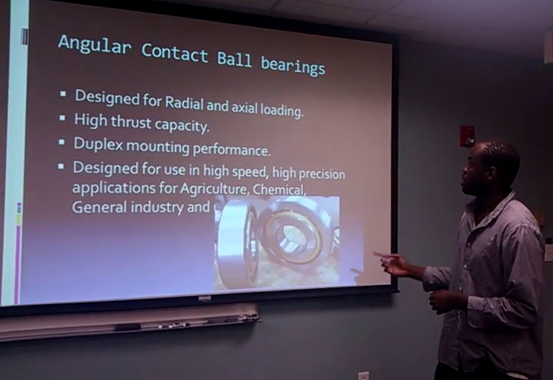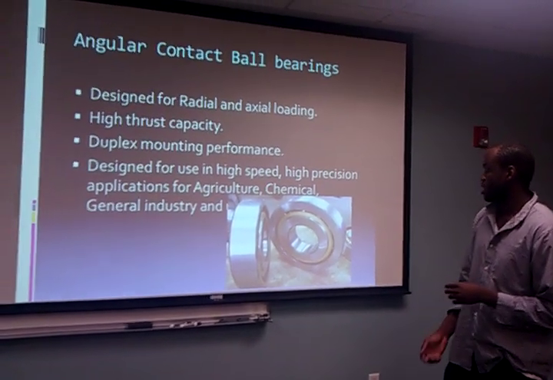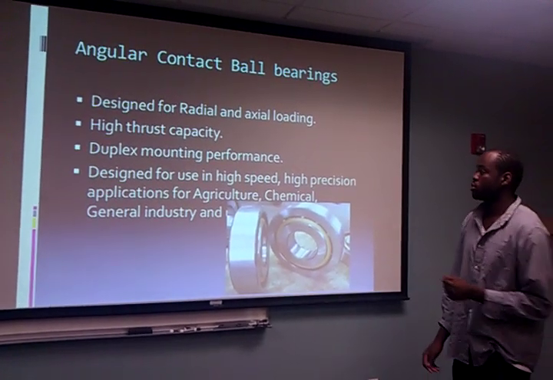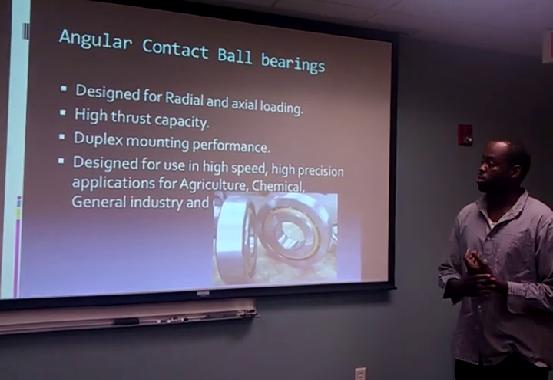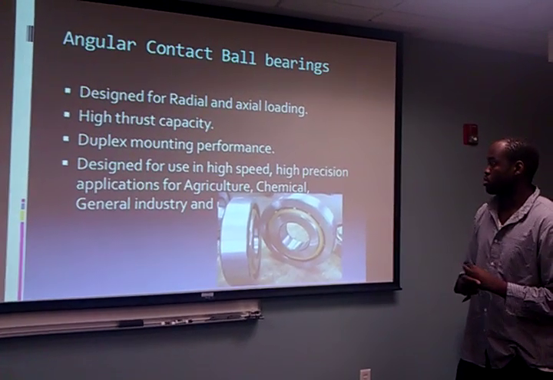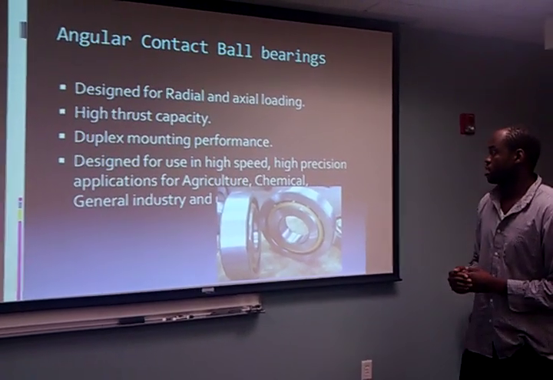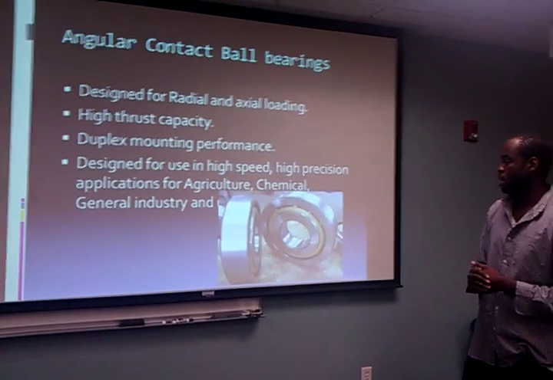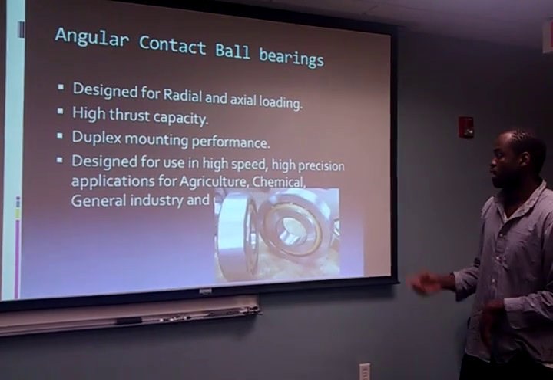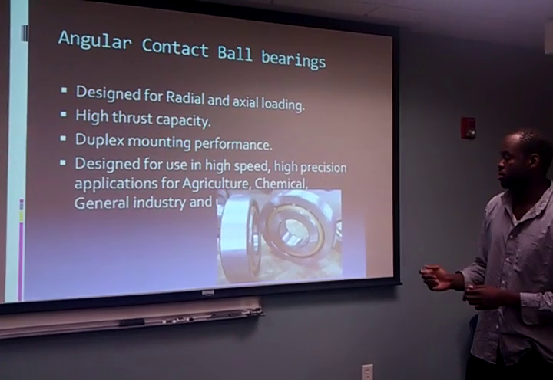And here is the angular contact ball bearing. It's designed to handle radial and axial loading. It has high thrust capacity, and also it's used for duplex mounting performance. It's designed for high speed, high precision applications, and it's used in the agriculture, chemical, and general industry.